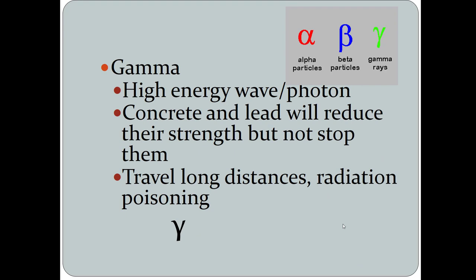All right, let's look at gamma radiation. So gamma radiation is a high energy wave or photon. Concrete and lead, and quite a thickness of them, will reduce their strength. And if it's thick enough, you can stop it, but it really has to be pretty thick to stop this gamma radiation. And this is the radiation that travels over long distances.